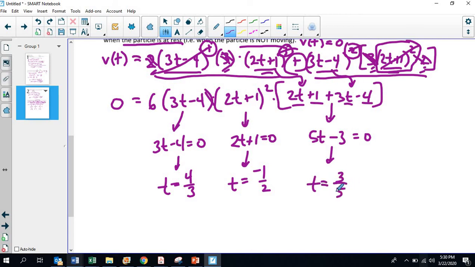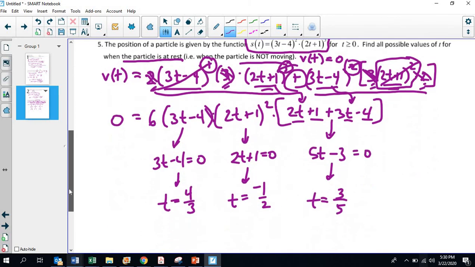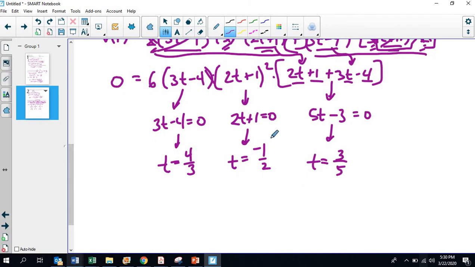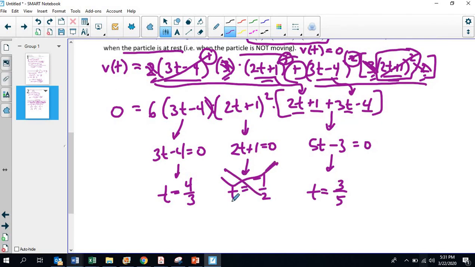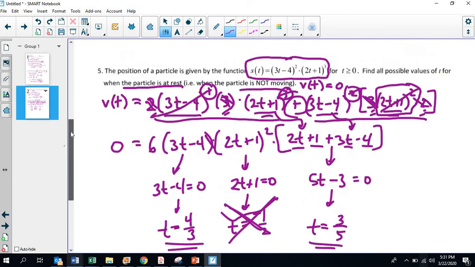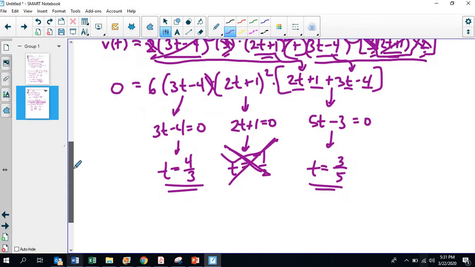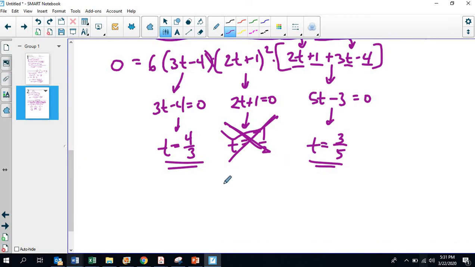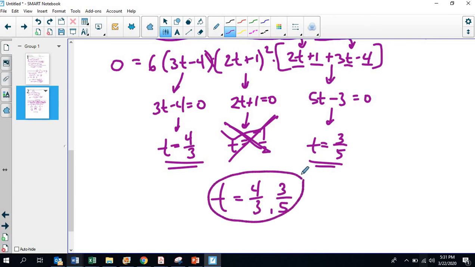But remember, t is time. And you are given in the problem that time is greater than or equal to 0. And so that means that this second answer we got to get rid of. So we're actually left with only 2 times. You're not given a unit in this case. It does not say what the units of t are. And so you just have 2 options for your value for t. You get t equals 4 thirds and t equals 3/5. You needed to get both of these and not include the negative 1/2. You needed to find it, but not include it.